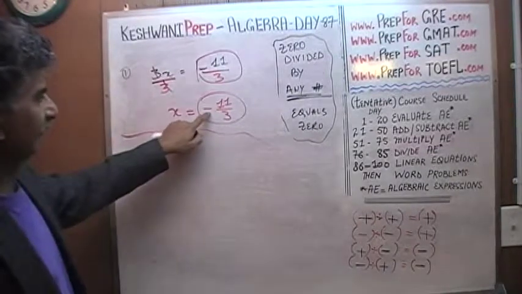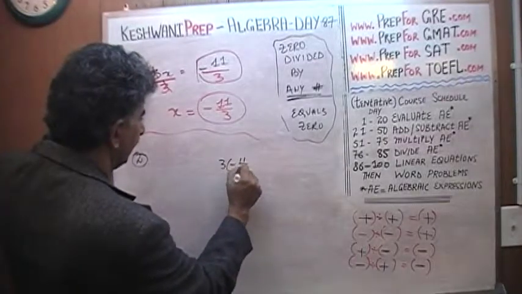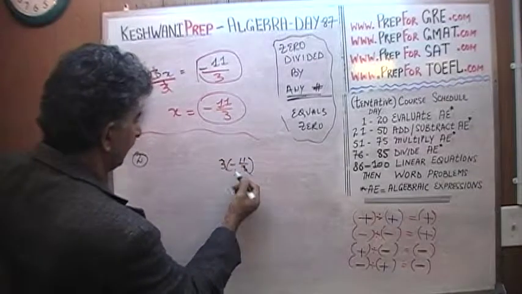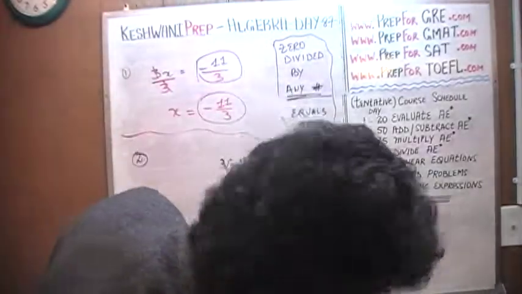Which of course makes sense, negative 11 over 3, because 3 times negative 11 over 3, the 3's are going to cancel out and we end up with negative 11, which is what we had on the other side. Let's do one more.